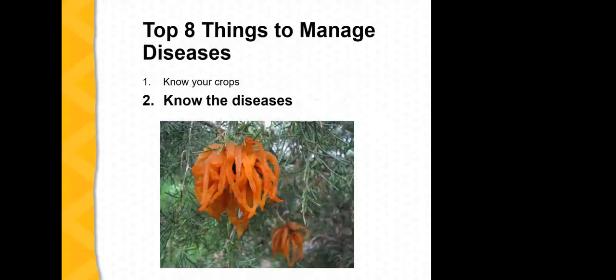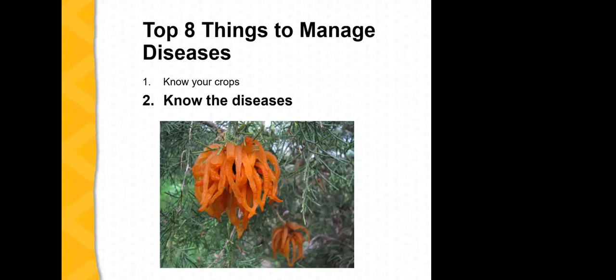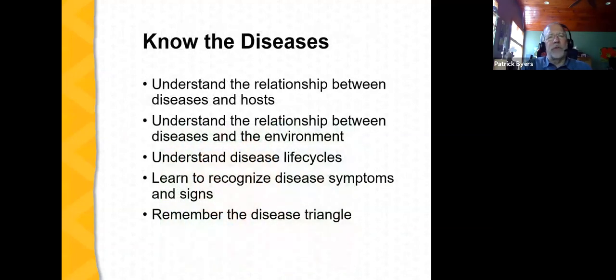Number 2, know the diseases. We saw this disease earlier. This is cedar apple rust, and we have to understand, first of all, the disease itself, how to identify it, but also its life cycle and the host that it might strike. Again, we have to understand that relationship between diseases and hosts. So again, thinking about the disease triangle can be very helpful at this point. Understanding the relationship between diseases and the environment. So again, there are the 2 points of the triangle: susceptible host and favorable environment.